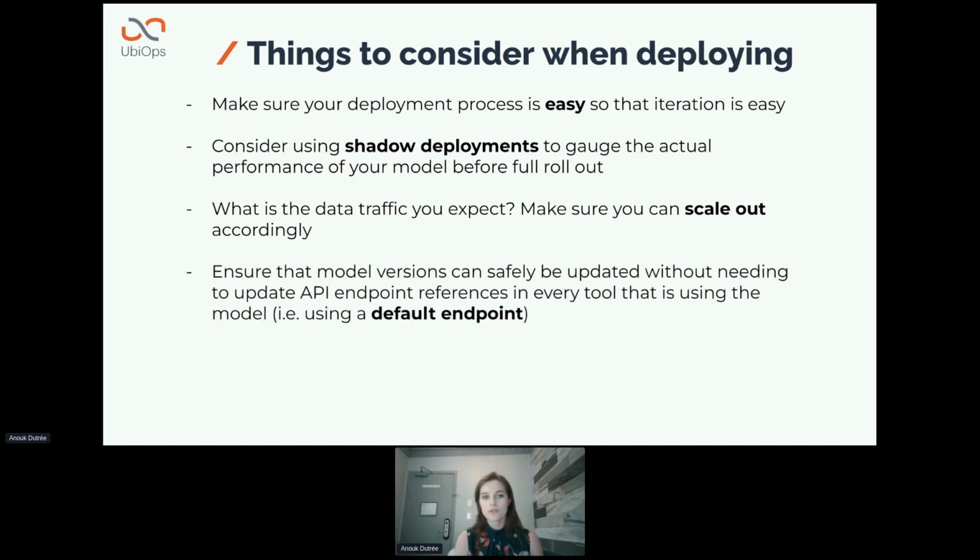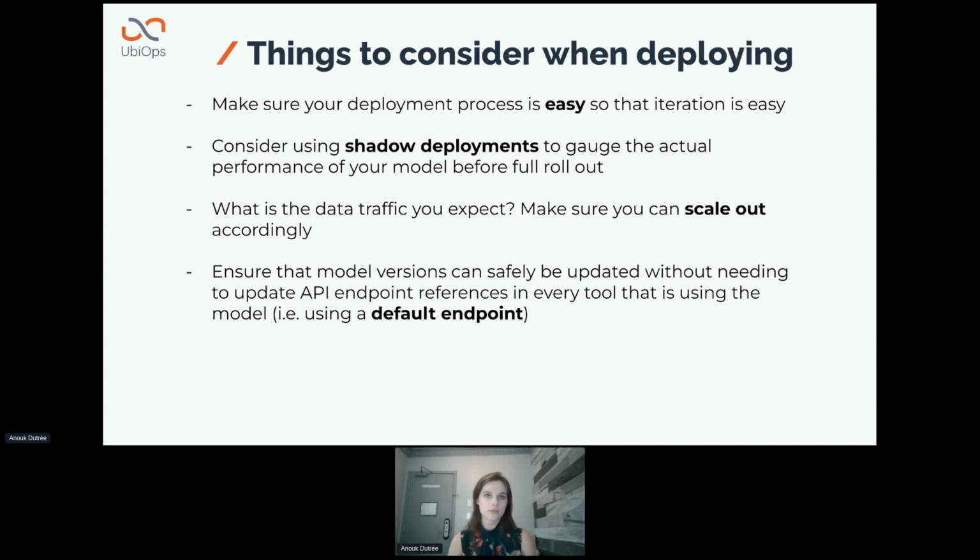Also ensure that model versions can safely be updated without needing to update all the API endpoint references in every tool that you're using in your stack. Something that I see, for instance, is that some people, when they deploy a new model, create a new API endpoint for each model that they deploy. But that means that every tool in your stack that uses that model will need to be updated to refer to that new endpoint, which is very cumbersome.